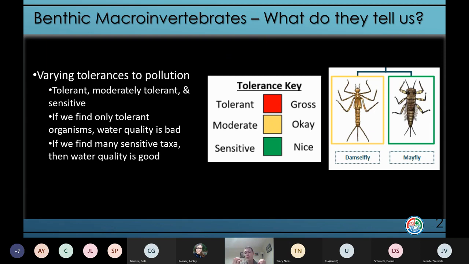On the other hand, if we go to a stream and we find a large variety, so a high biodiversity of these benthic macroinvertebrates, including sensitive insects, things that will die very quickly if there's a lot of pollution in the environment, we know that water is still pretty healthy overall because it's able to sustain these sensitive insects that would normally die off if there was a lot of pollution in them.